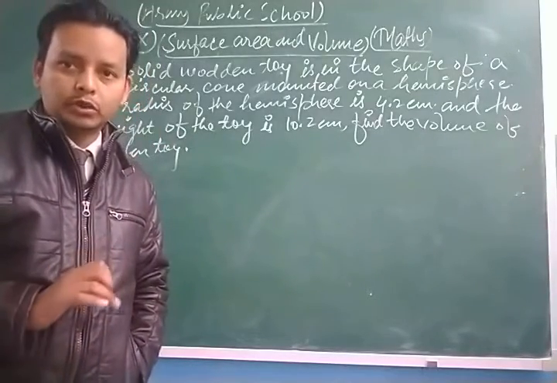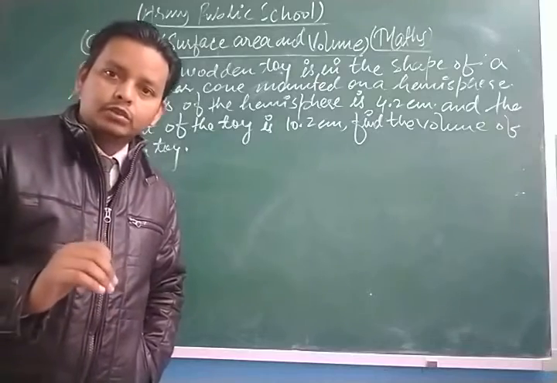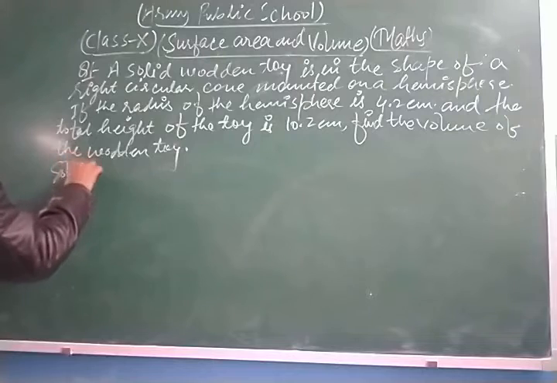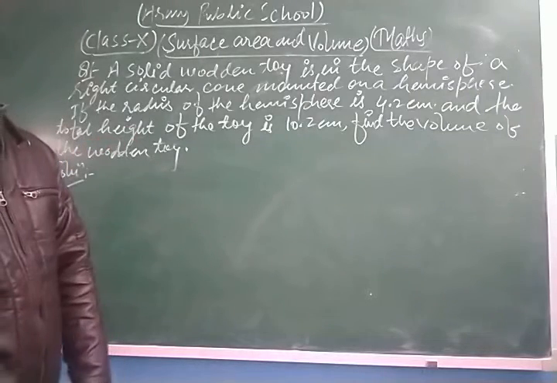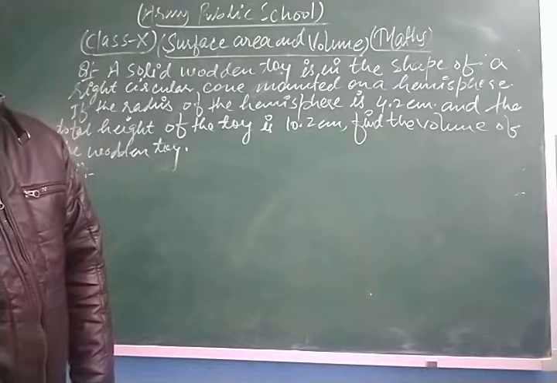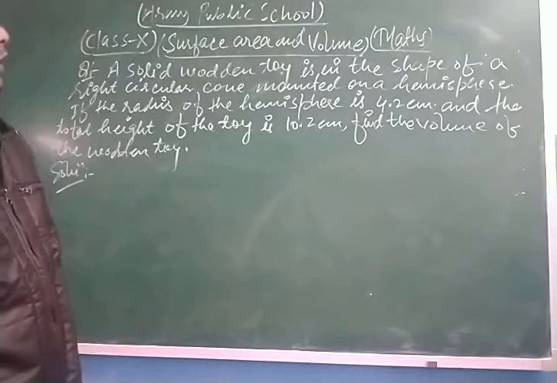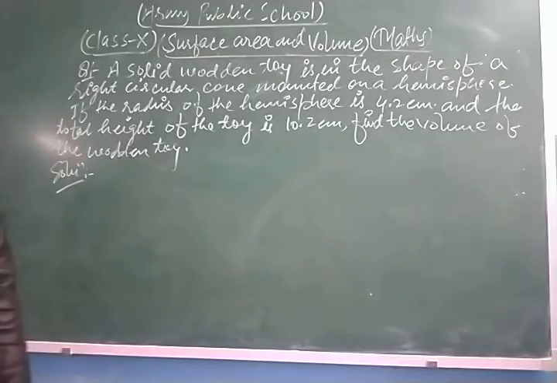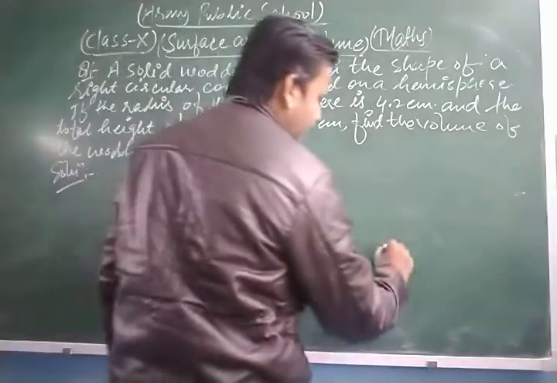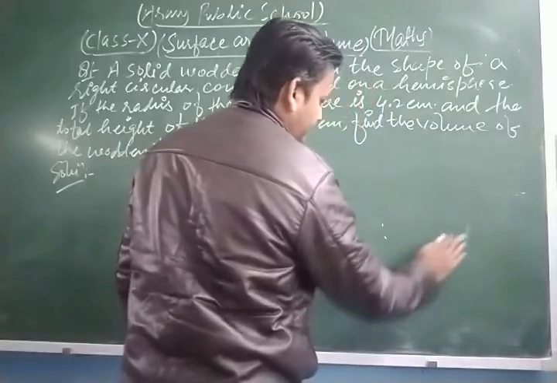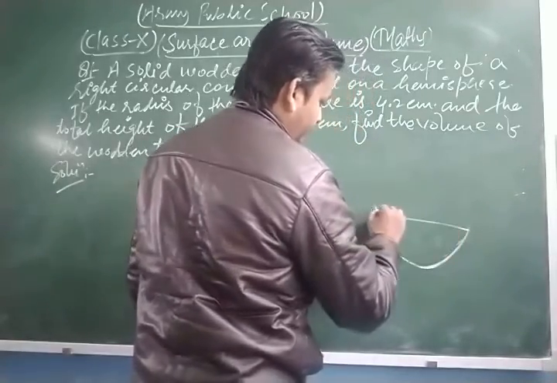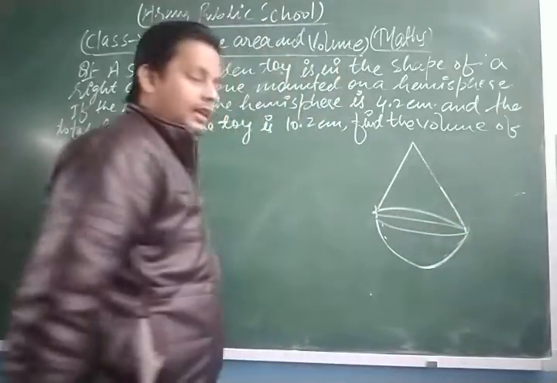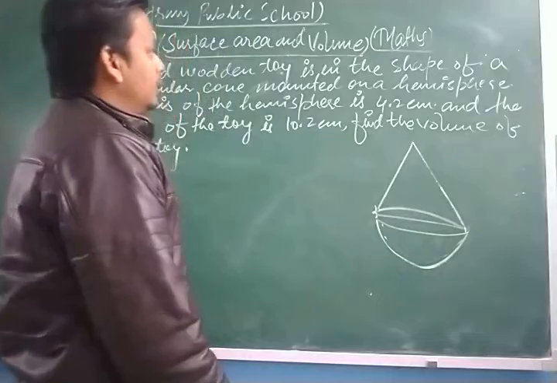Yes, and this is a very important question. So let's see its solution. What is the process to solve that question? Okay, let's see its solution. First of all, we draw the figure according to our question. Here, a solid wooden toy is in the shape of a right circular cone mounted on a hemisphere. So suppose that this is the shape of the hemisphere and this toy is a right circular cone mounted on a hemisphere.